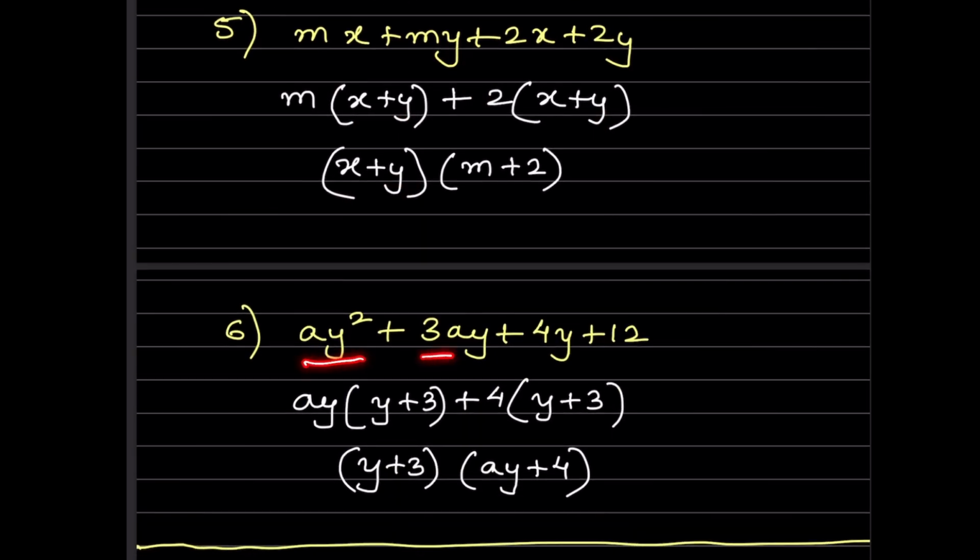Now again here, what you can do from this one, what is common is ay. So what remains in the bracket is y plus 3. Same sign over here. From this one, what is common is 4. What remains in the bracket is y plus 3. So these both are common, so we'll write it only once, and what remains outside is in the other bracket. So this is the answer.